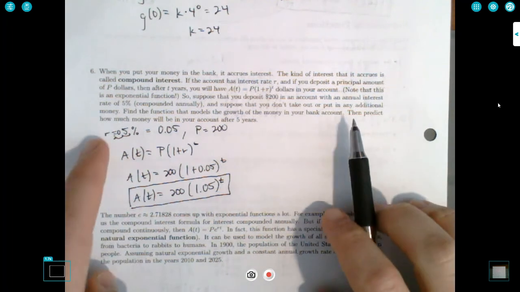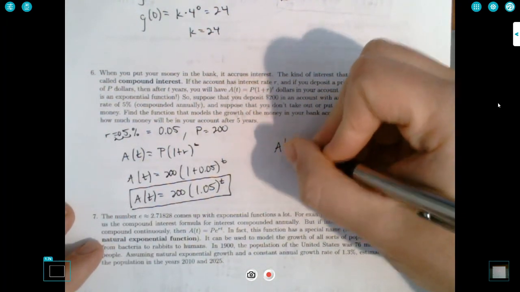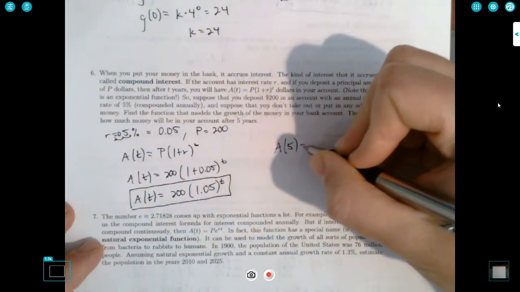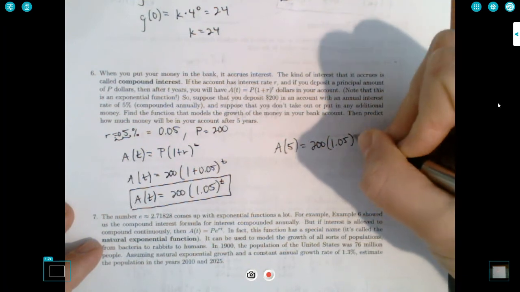But then it says, predict how much money will be in your account after 5 years. So A of 5 is 200 times 1.05 to the fifth.